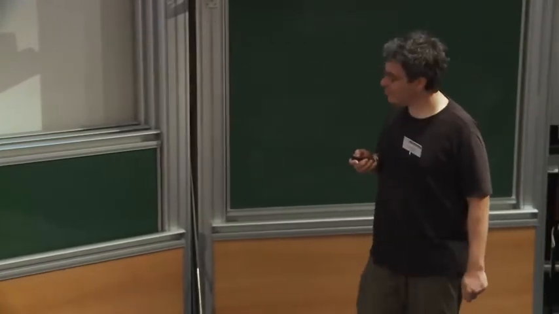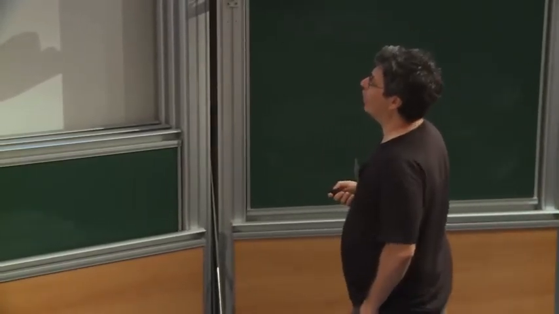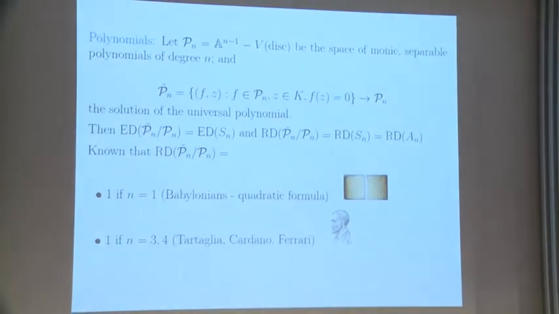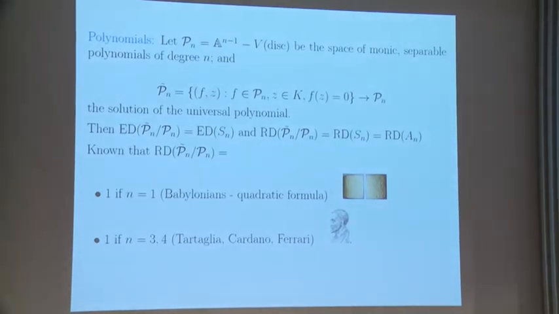That's the result of the Babylonians. Okay. And then for n equals 3 and 4, you have a similar thing. There was this classical problem of solutions of polynomials of some degree, whether it could be solved in radicals. So you have Tartaglia, Cardano, and Ferrari, who solved this in degree 3 and 4. Notice there, in the formula, you have to compose functions, right? Because you have to take a sequence of radicals.